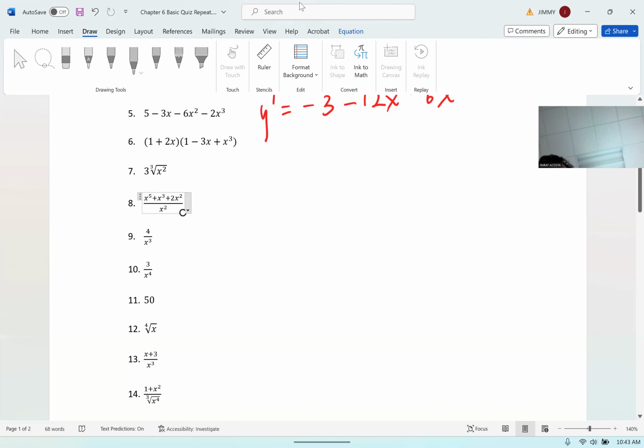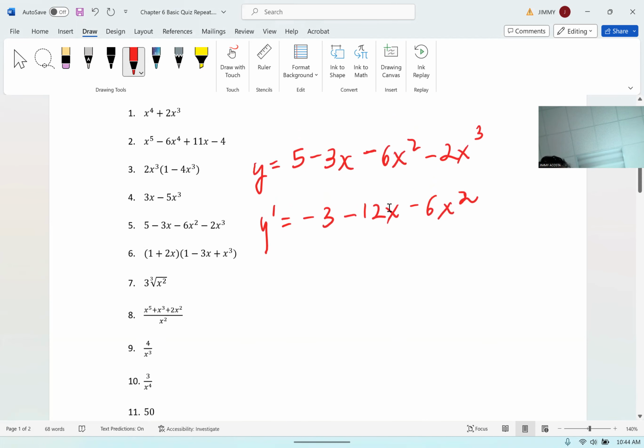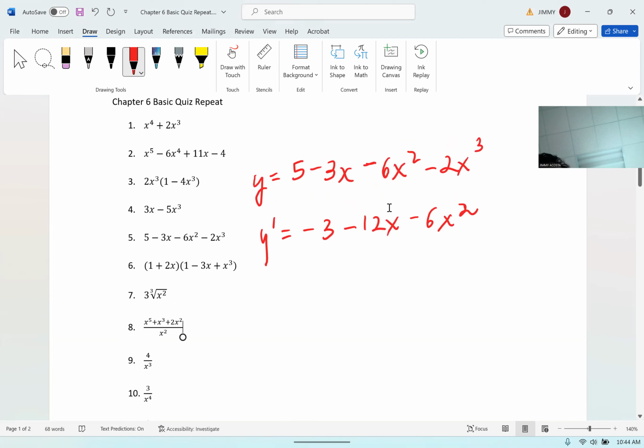Assuming I can get this to work properly, and of course, look what it does. All right, so number 4, we have y equals 3x minus 5x to the third. So y prime for that is just 3 minus 15x squared, nothing difficult.